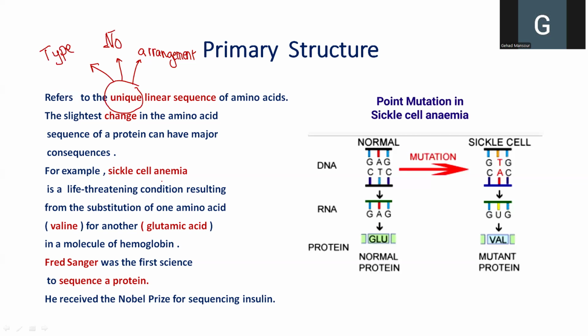If you make any slight change in the type or number or arrangement of the amino acids in this chain, the slightest change can have major consequences, not on the structure, because you have changed only one amino acid, for example, but on the function of this particular protein where you made a change.